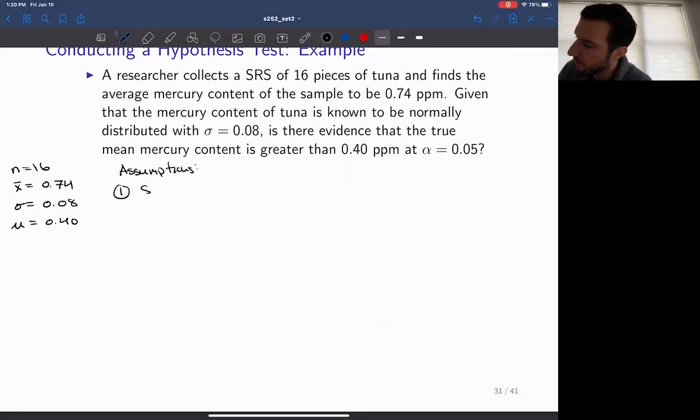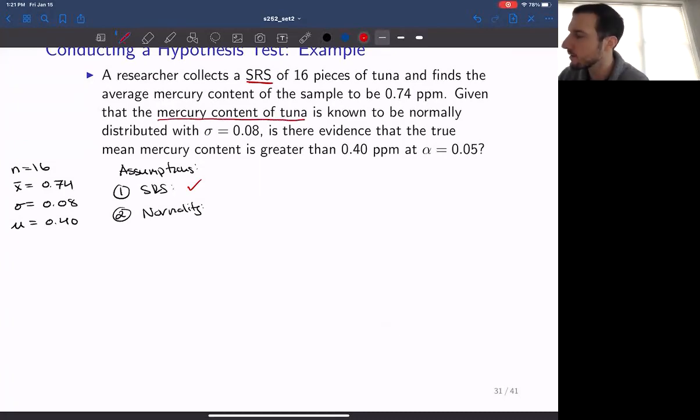are 1, that we collected an SRS, and 2, normality. So this would be normality of the population of interest, or normality of X bar. Now in the question, we are told that we have an SRS. That's one of the first points that is made. And then we are also told that mercury content of tuna is normally distributed. So that would be our second assumption. So now what we can do is begin to work through the steps of the test.